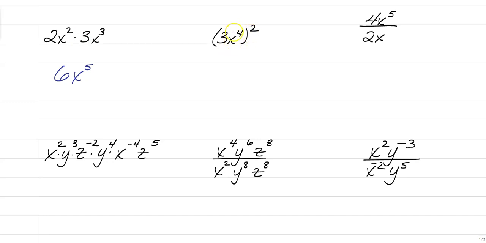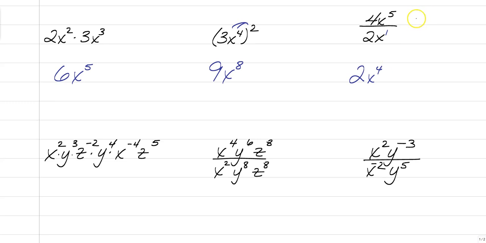Second one, we are squaring both terms on the inside. So 3 squared is 9, and x to the fourth squared would be x to the eighth. When you raise an exponent to another exponent, you multiply. 4 divided by 2 is still 2. You have x to the fifth on top and 1x in the denominator. So you have x to the fourth.